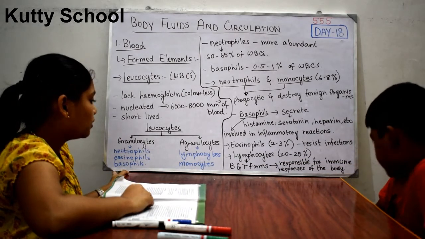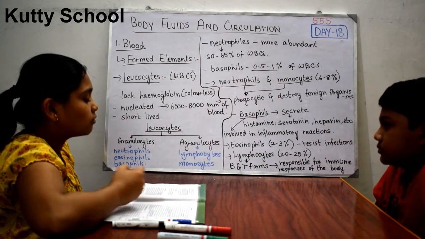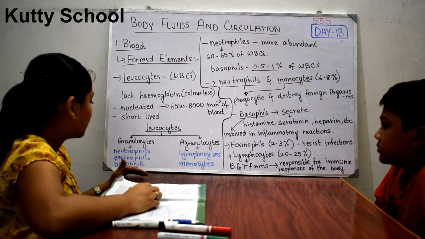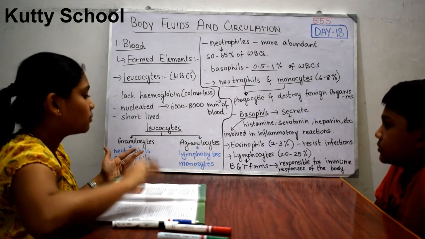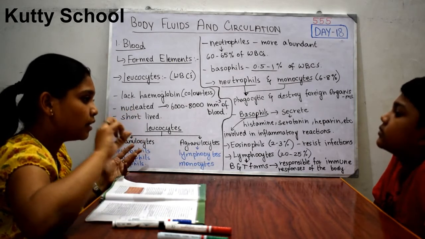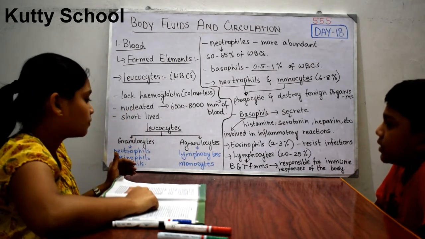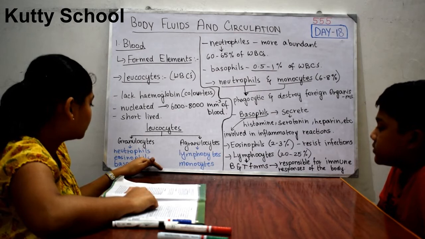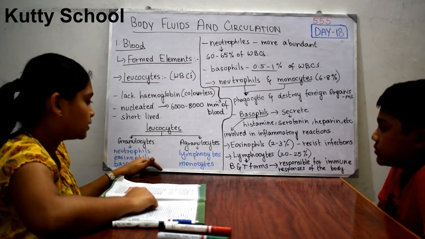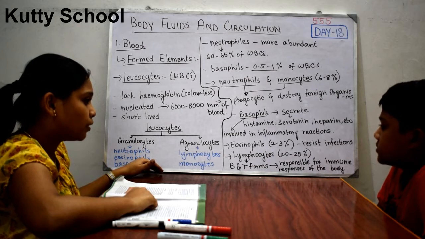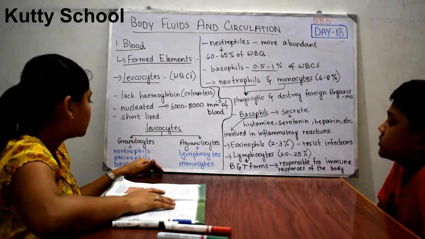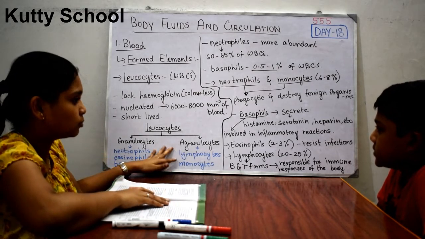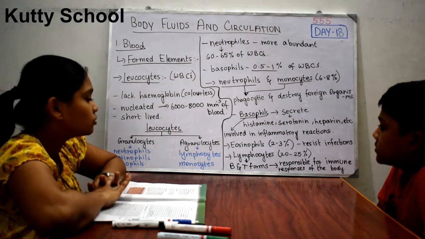The B lymphocytes and T lymphocytes do not give any function to neutrophils and monocytes. Phagocytic means something which engulfs germs, dust and other organisms. Neutrophils and monocytes are phagocytic. Eosinophils are 2 to 3% and resist infection. Basophils are 0.5 to 1% and are involved in inflammatory reactions, and lymphocytes largely handle the immune response. So these are the functions of leukocytes.